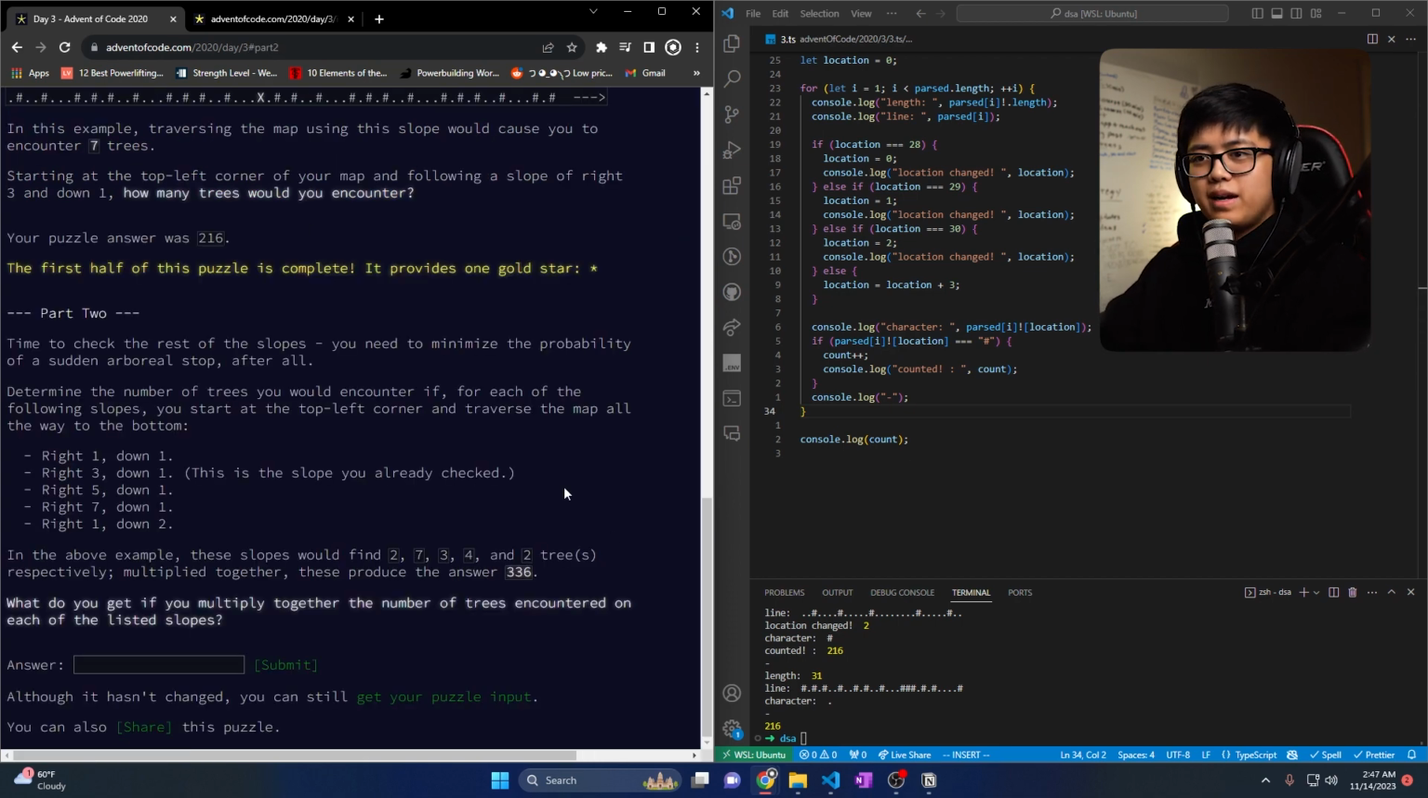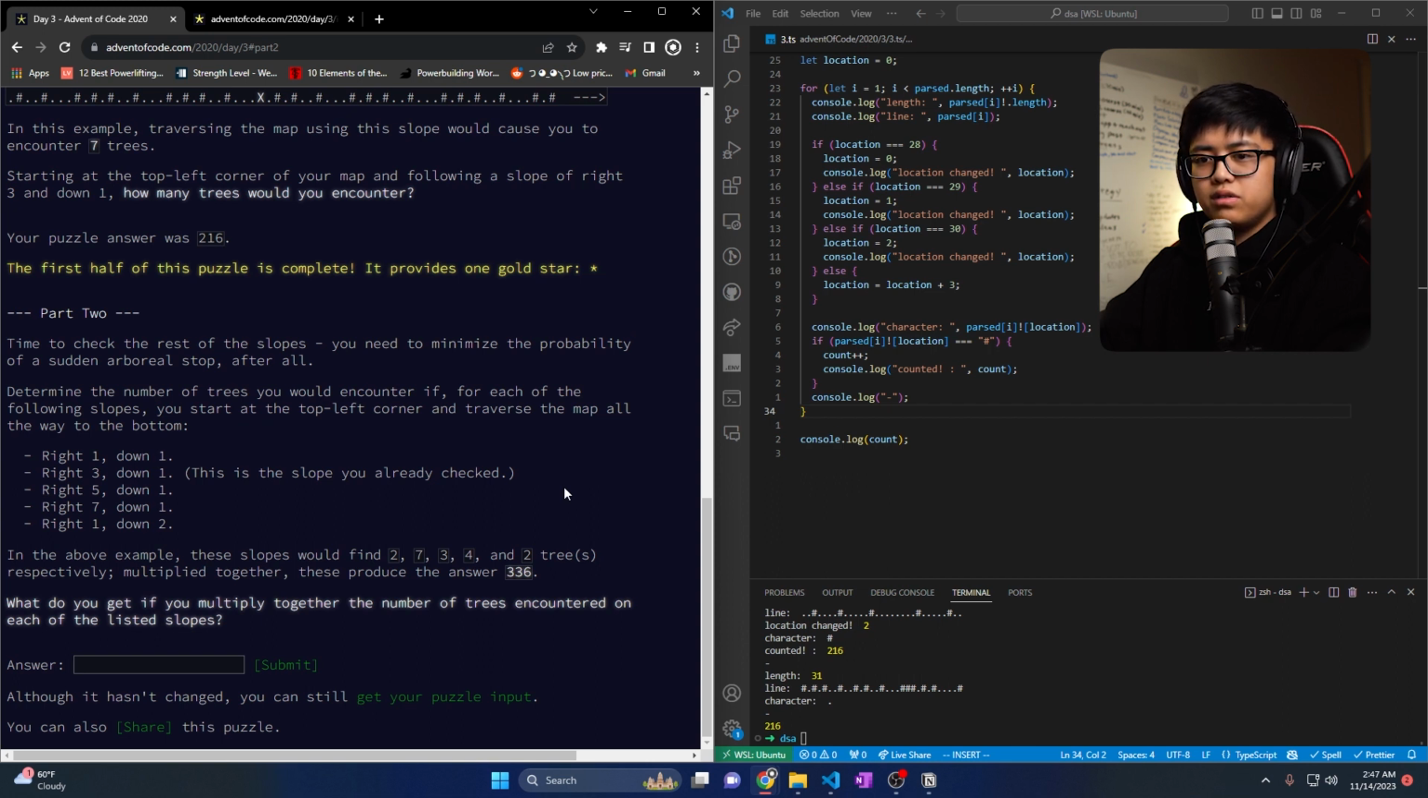Part 2. Time to check the rest of the slopes. You need to minimize the probability of a sudden arboreal stop after all. Determine the number of trees you would encounter if, for each of the following slopes, you start at the top left corner and traverse the map all the way to the bottom. Right 1, down 1. Right 3, down 1. This is the slope you already checked. Right 5, down 1. Right 7, down 1.